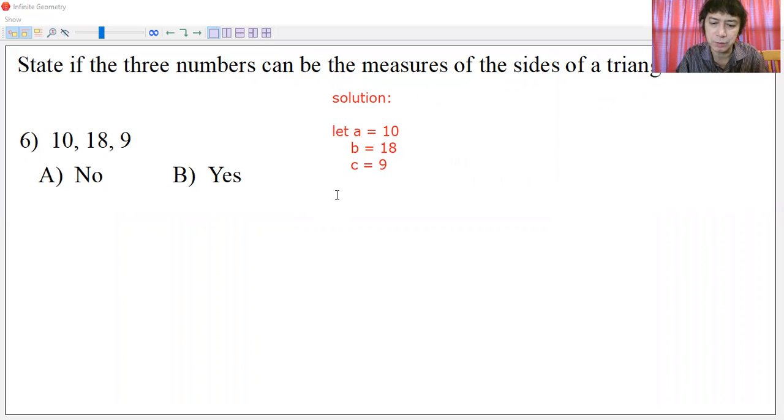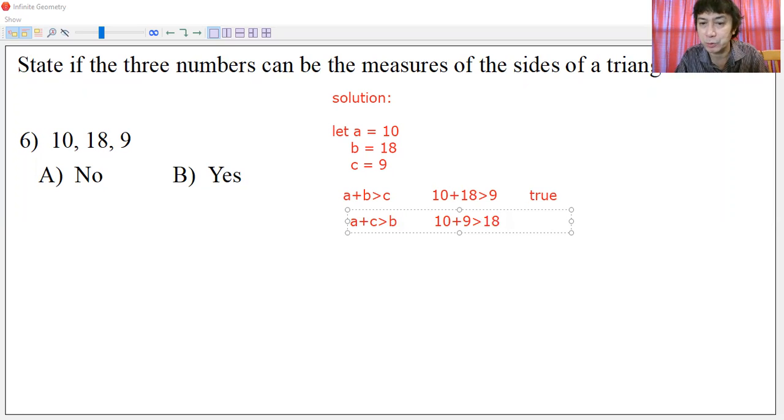All right, and we're going to do the following tests. Is A plus B greater than C? All right, 10 plus 18 greater than 9. That's 28 versus 9. That's true. How about A plus C? Is A plus C greater than B? Okay, 10 plus 9 greater than 18. That's also true. 19 is greater than 18, so that is also true.